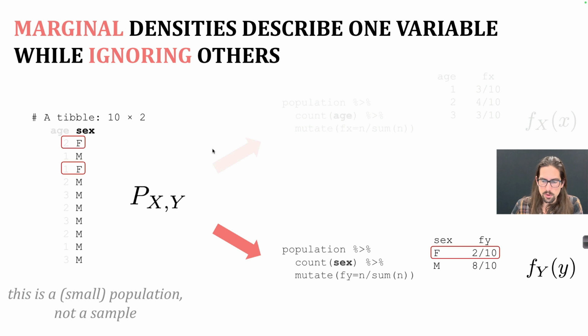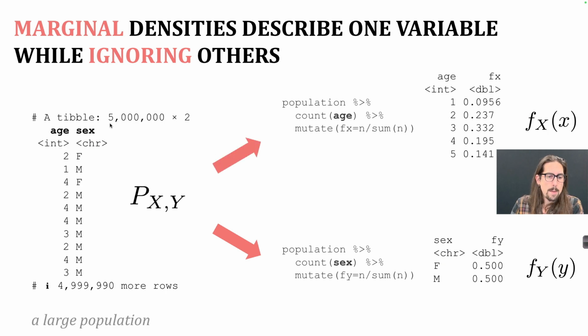Here, what I'm doing is showing that it's the same thing. Here, my population is very small, but if I have a really big population, it doesn't matter. You can still do the same thing, right? So in this giant population, I'm getting the density of age, and I'm getting the density of sex based on this population data set.